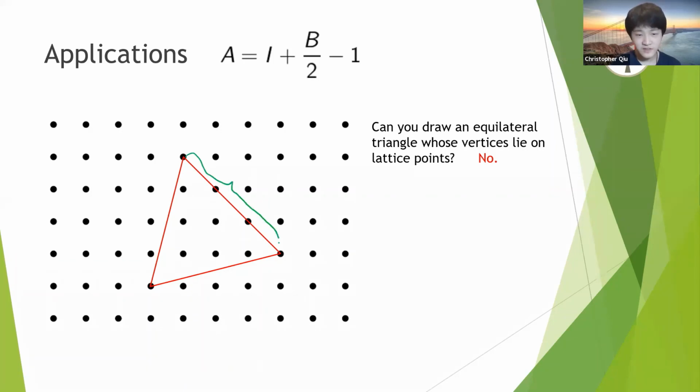Let's suppose that this length is S. You can easily see that the area of the equilateral triangle, which we will call A, is equal to √3/4 times S squared. This is equal to A. At the same time, since this triangle right here is a lattice triangle, we can use Pick's theorem. So this is also equal to I plus half B minus 1.